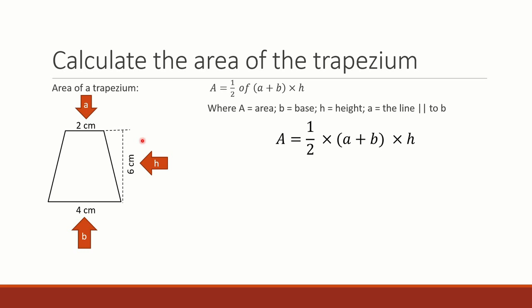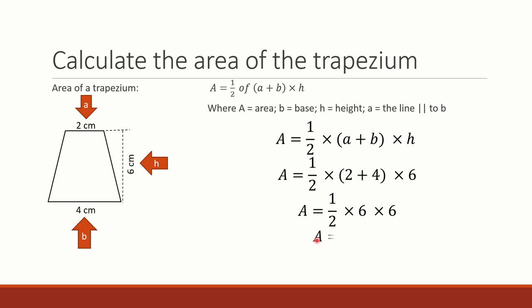So now we can write down our formula. A equals a half times A plus B multiplied by H. Let's swap out all the letters for numbers, and then we can start our calculations. So it's 2 for A, 4 for B, 6 for H. I'm going to do my brackets first. We always have to do whatever's inside the brackets first. 2 plus 4 is 6.